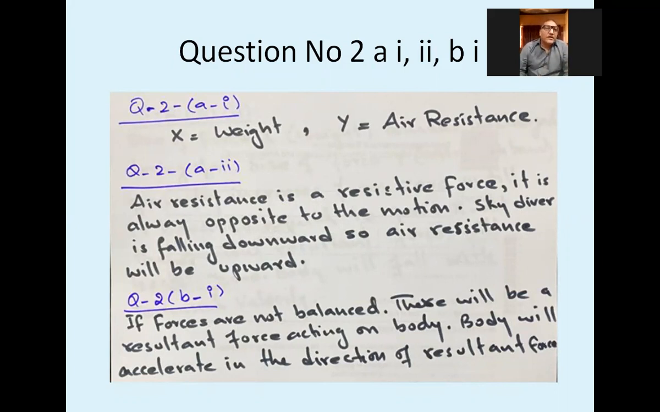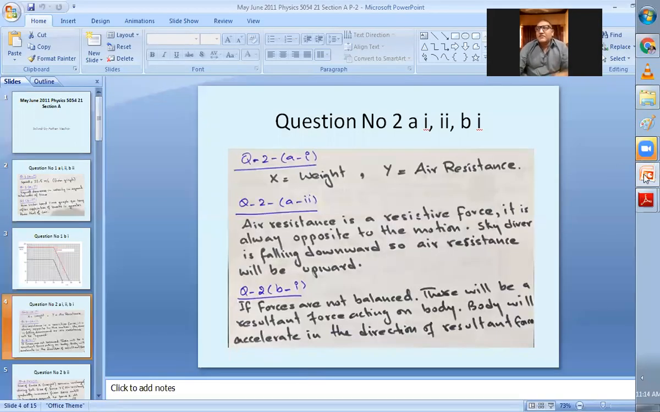B first part: if forces are not balanced, there will be a resultant force acting on the body. And when there is a resultant force acting on the body, according to Newton's second law of motion, the body will accelerate. The body will accelerate in the direction of the resultant force, because the resultant force is downward. So the body will be accelerating in the downward direction. So let's check the marking scheme. Let me check the marking scheme.